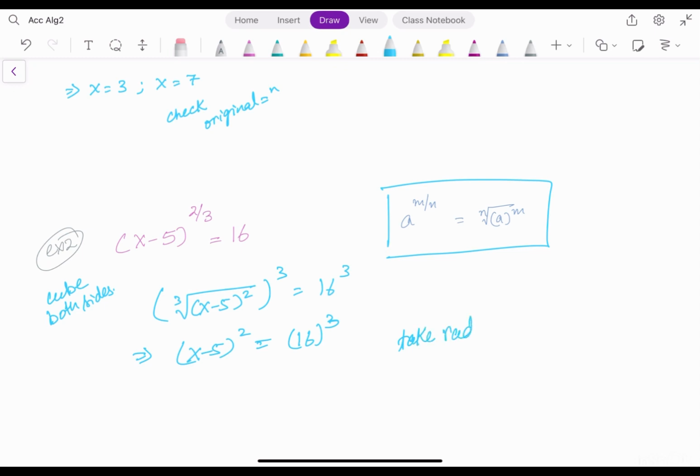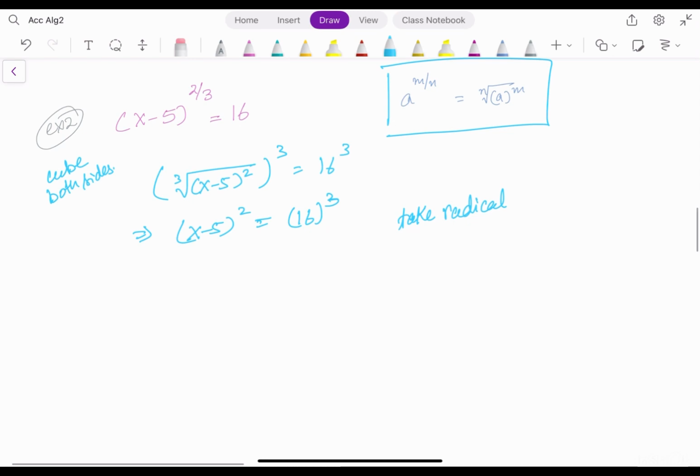Now I will take the radical again to get rid of squares. So this will give you the radical of (x minus 5) squared is equal to the radical of 16 cubed and squared. Now what is the radical of 16? The radical of 16 is plus or minus 4. So we will write x minus 5 is equal to plus or minus 4, but it is cubed.